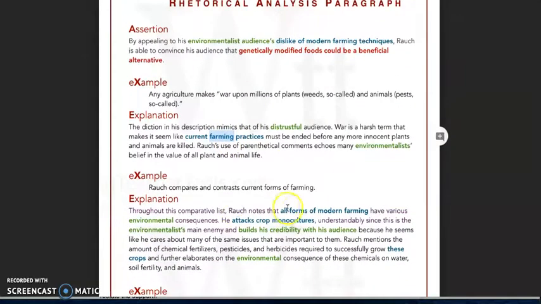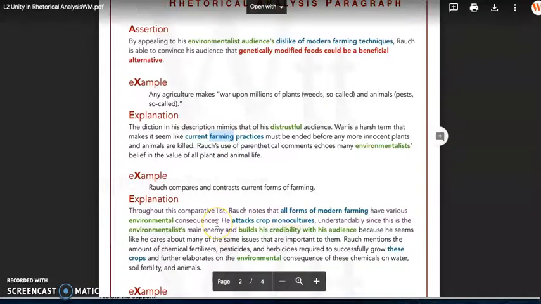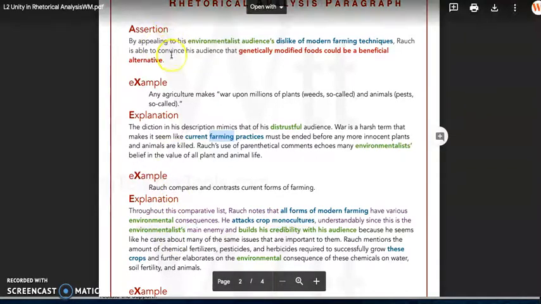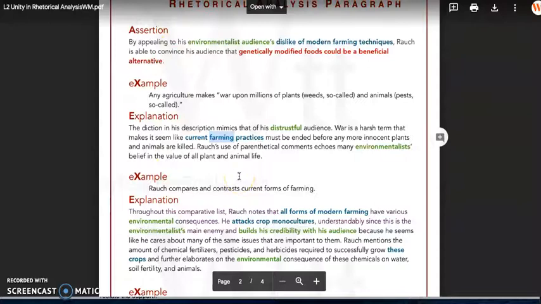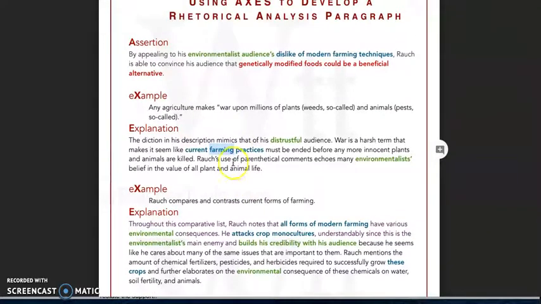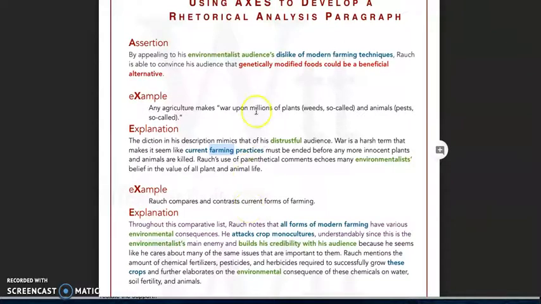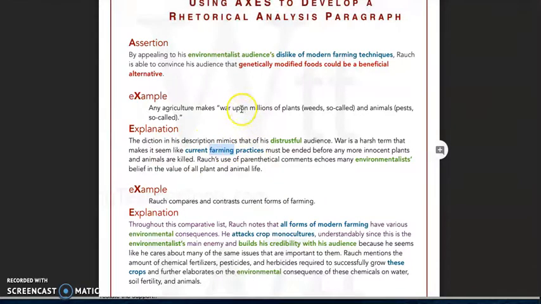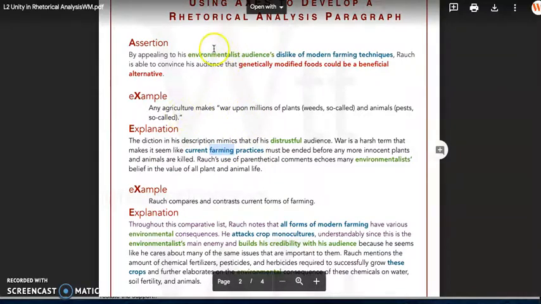So you want to make sure that you are always thinking about your claim, and then your explanation is how the claim supports your assertion. So I'm going to let you guys go through and read these. I don't want to spend time in a video just reading this stuff to you, but pay attention as you're reading. It's how the explanation is really analyzing how this example proves this assertion.